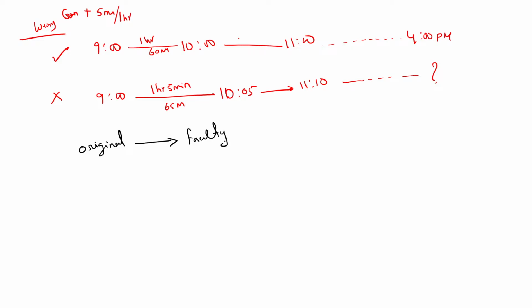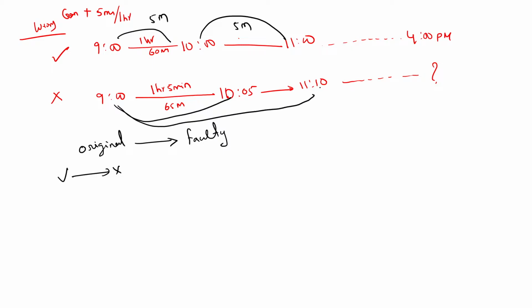So it is very simple. If you know the original time and if you want to find out faulty time, you just need to identify how the dials are moving. See, after every 1 hour I am getting 5 minutes extra. Like that, if you observe here, 1 hour 5 minutes. From 2 hours I am getting 10 minutes extra. So simply find out how much time gap is there from starting to ending. So starting at 9 o'clock and ending at 4 p.m.